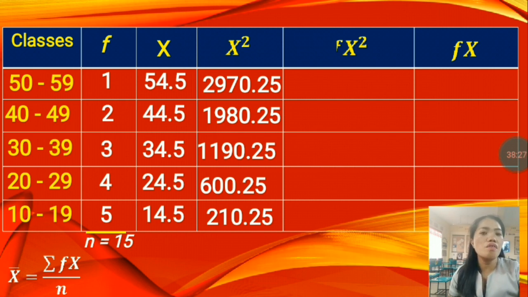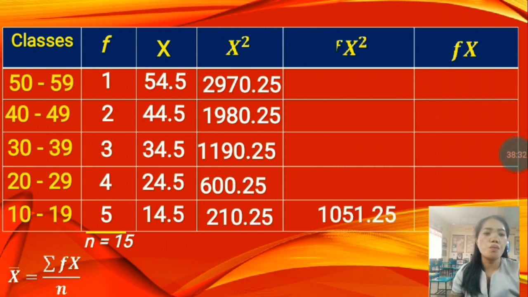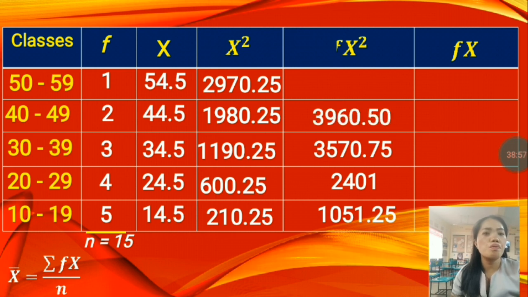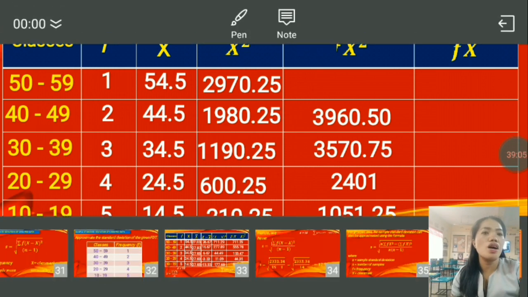After which, we are going to get the product of our frequency and our x squared. Let's start from the bottom, 5 times 210.25, that gives us 1051.25. We will do the same procedure as we go up. So 4 times 600.25, we have 2,401. Then 3 times 1,190.25, we have 3,570.75. Then we have 2 times 1,980.25, we have 3,960.50. And then 1 times 2,970.25, you have this.